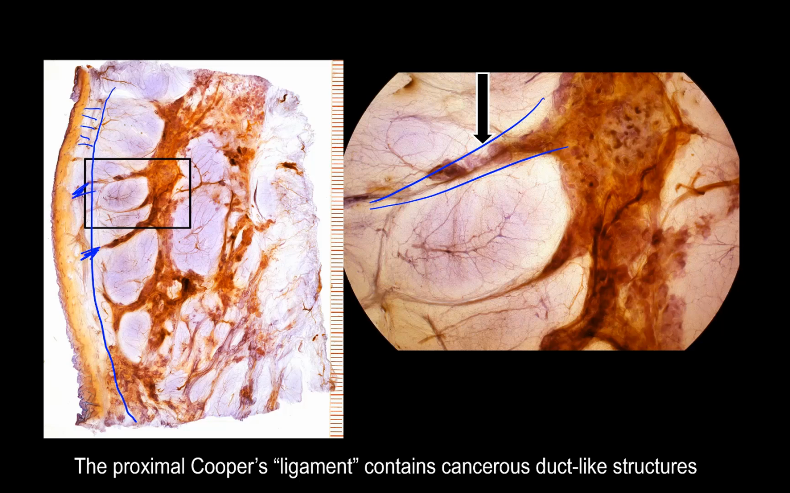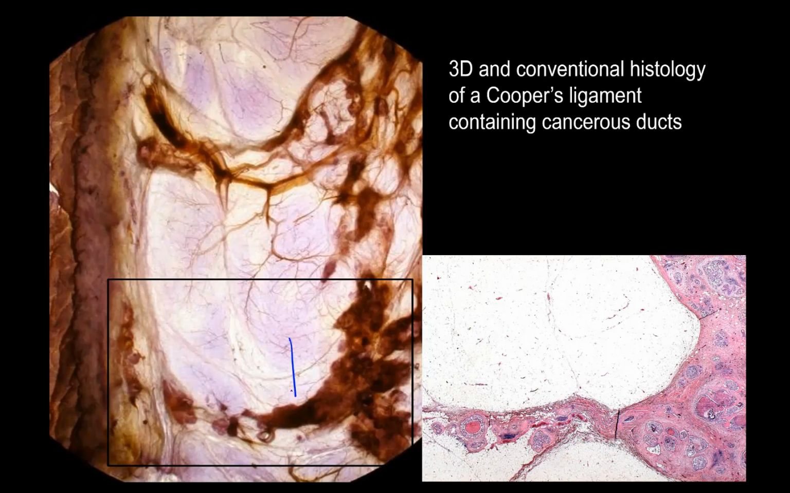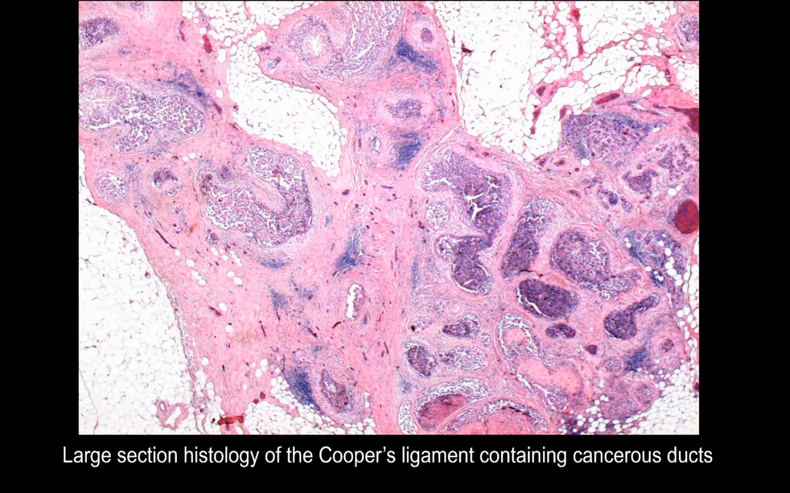Look at this case, for example. There is cancer in the Cooper's ligament. There is nothing in this one, but there is a lot of cancer here. This is the 3-dimensional picture, and this is the conventional histology. The cancer is growing, growing, growing all the way under the skin. This is all cancer. So if you leave that behind, you are not doing a good service for the patient.